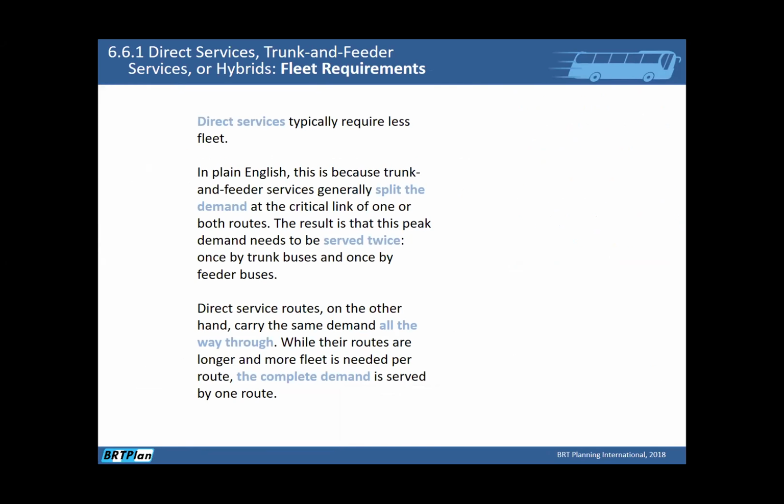And to put this sort of simply, it's because the trunk and the feeder services generally split the demand at the critical link of one or both of the routes. And the result is that this peak demand needs to be served essentially twice, once by the trunk buses and once by the feeder buses. Whereas the direct services, they carry that same peak demand all the way through. So while their routes are longer and more fleet is needed per route, the complete demand is served.